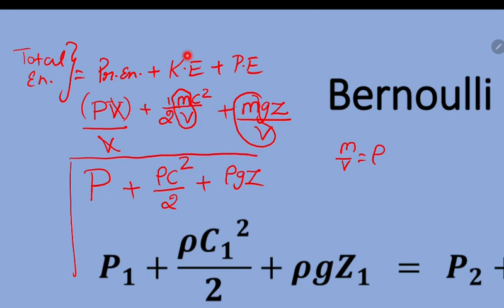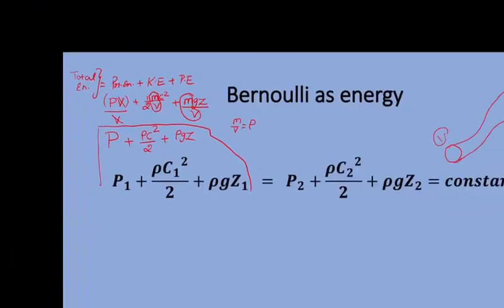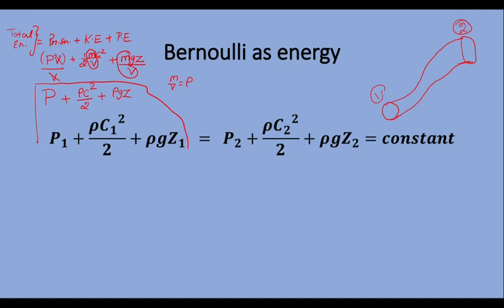Look at this. How am I to zoom out now? Ah, there you go. See, what have we got? P plus rho c square by 2 plus rho g z. And if this is for section 1, then we put 1, 1, 1.